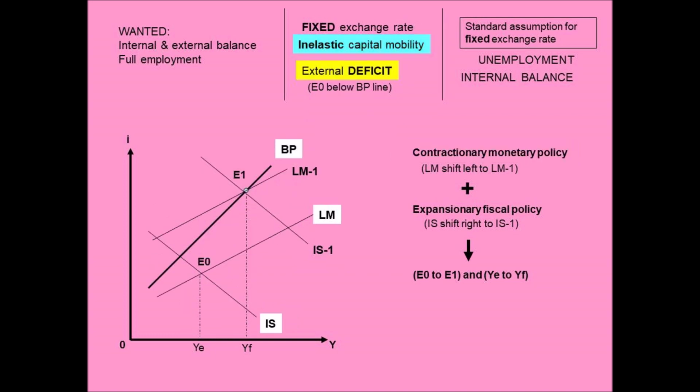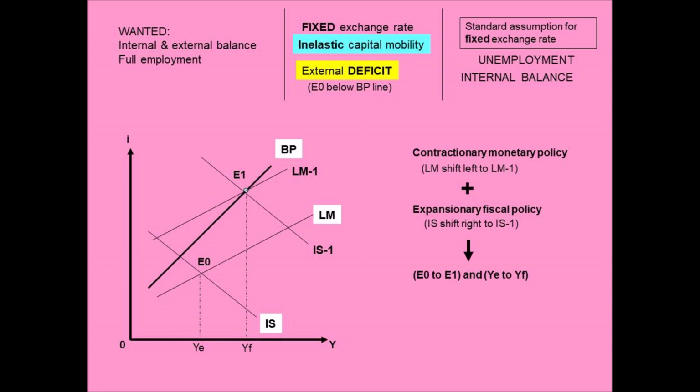Now, let's say this situation is IS and LM cross at E0 here, YE is below. So unemployment, internal balance, and this E0, I mean IS and LM cross below the BP, E0 below the BP line, that means you have external deficit. The BP line is steeper than the LM line, that means you have inelastic capital mobility. You are given a situation where the exchange rate is fixed. How to achieve internal balance, external balance, and full employment?